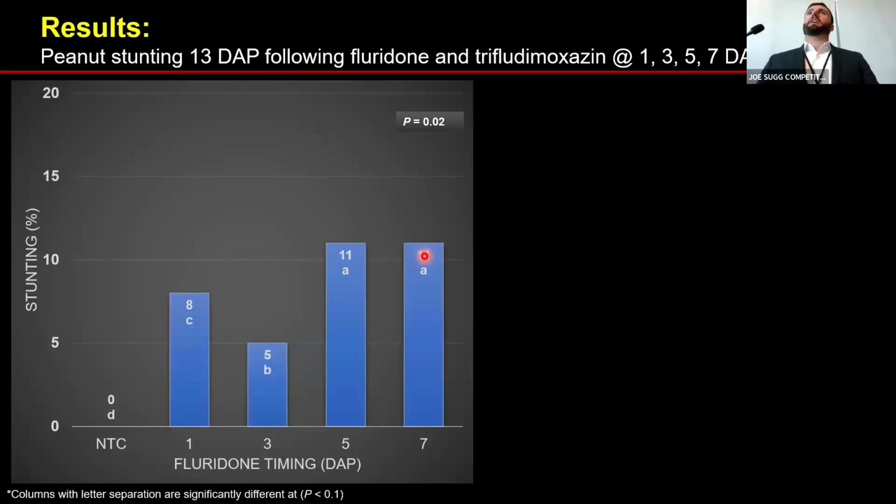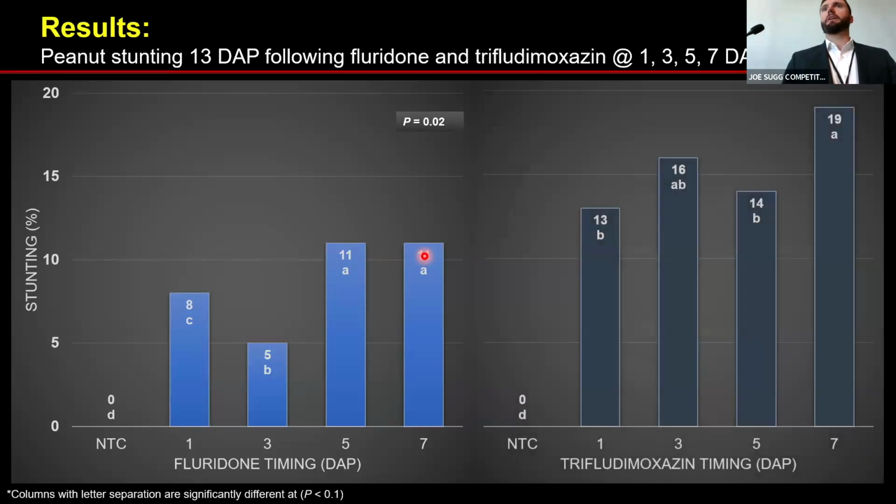So the second phase, after we have established that, is: how do these delayed applications impact the growth and development of the plant throughout the growing season? And so looking at 13 days after planting for stunting, we can see that regardless of the timing, they all increased stunting compared to the non-treated control, ranging from 5 up to 11% stunting. And so another thing to note here is that as we delayed that application, we saw a correlated increase with the stunting percentage aside from 3 days after planting.